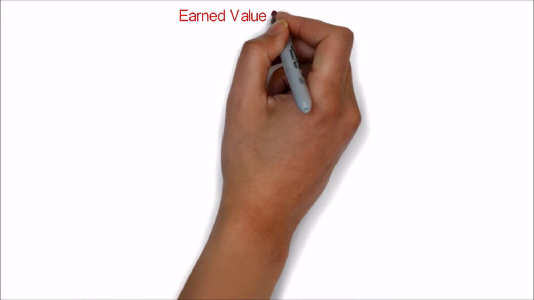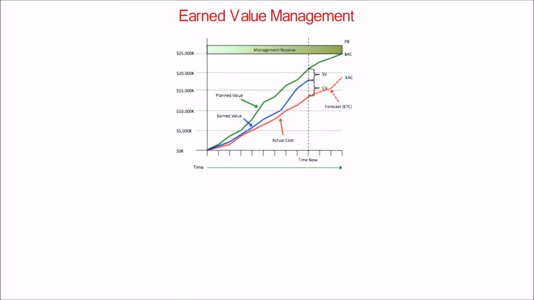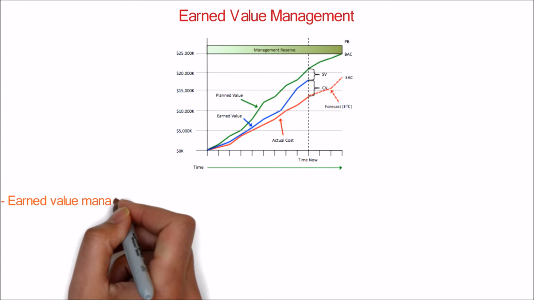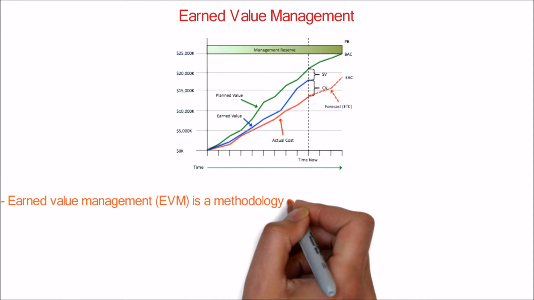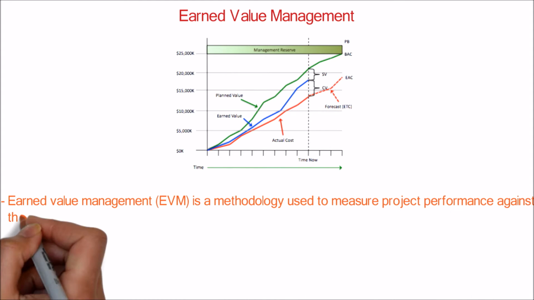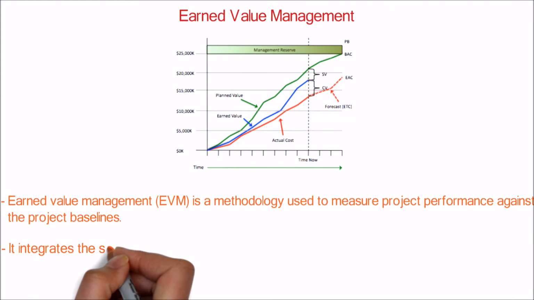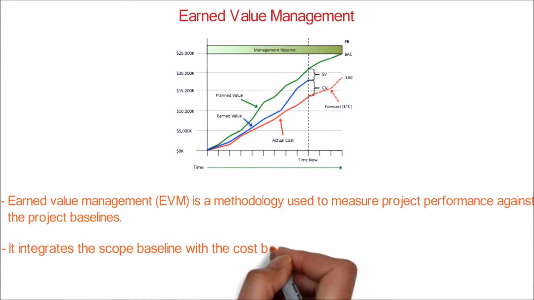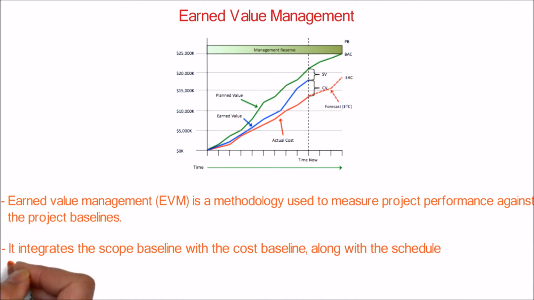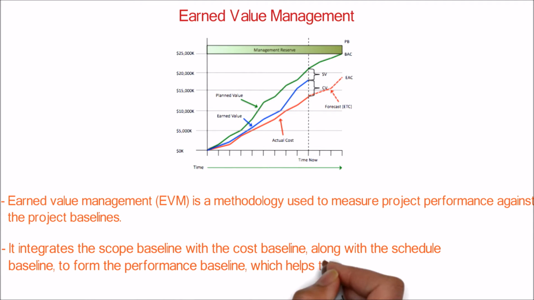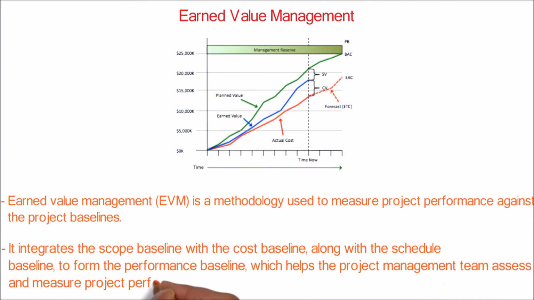Let's learn about earned value management in this video, which is an important part of comparing the plan baselines and actual outcomes. Earned Value Management (EVM) is a methodology used to measure project performance against the project baselines. It integrates the scope baseline with the cost baseline, along with the schedule baseline, to form the performance baseline, which helps the project management team assess and measure project performance and progress.